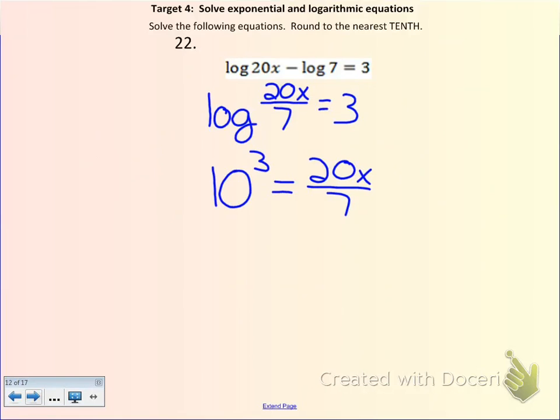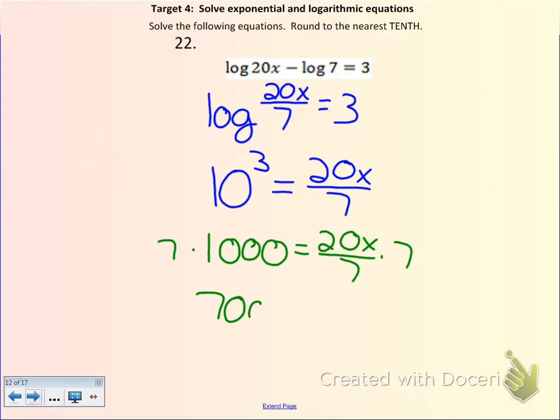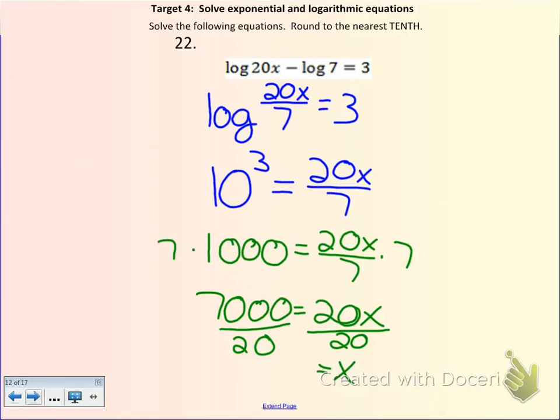So 10 to the third power is 1,000 equals 20x over 7. We're going to multiply both sides by 7. So we get 7,000 equals 20x. And now we're going to divide both sides by 20. And we get the glorious answer here of x equals 350. And there you are. You're good to go.